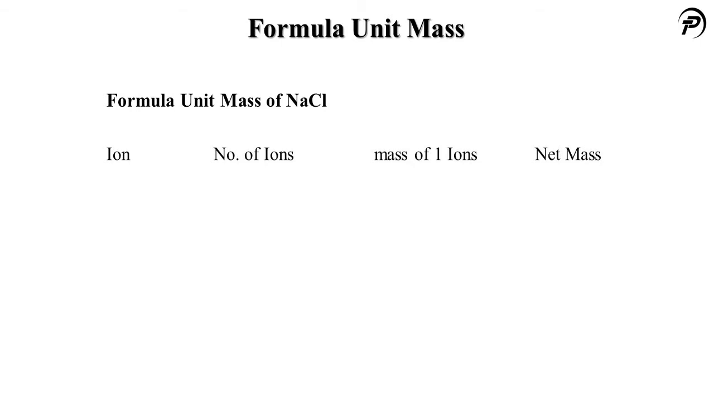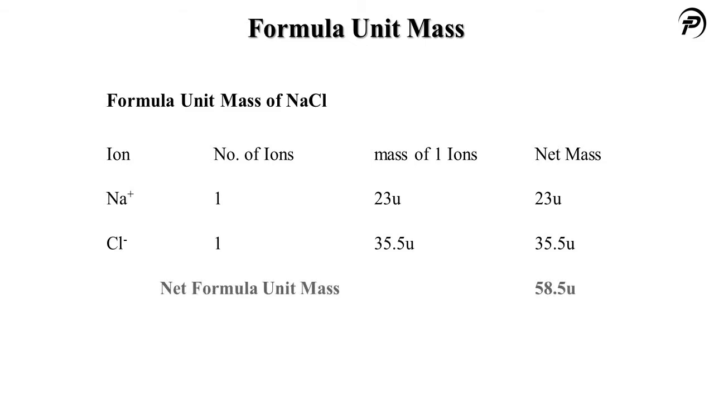For example, to calculate the formula unit mass of sodium chloride, similarly to molecular mass, we will calculate the mass of all the ions in the compound and add all the masses together. The mass of the sodium ion is 23 u and the mass of the chloride ion is 35.5 u. Hence, the net mass of the compound is 23 plus 35.5, which is equal to 58.5 u.